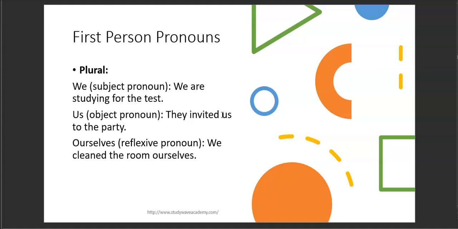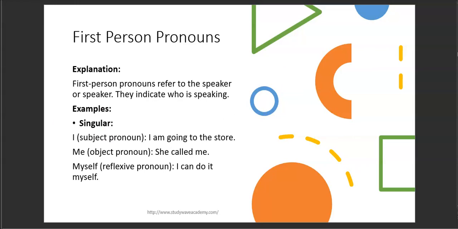Then the next one: we cleaned the room ourselves. Ourselves here is a personal pronoun too. It's no one else but us. We cleaned the room by ourselves, okay? So don't forget that about personal pronouns. That's the first part. When we talk about personal pronouns, we have the first person pronouns, and that is the speaker. We have both plural and singular.